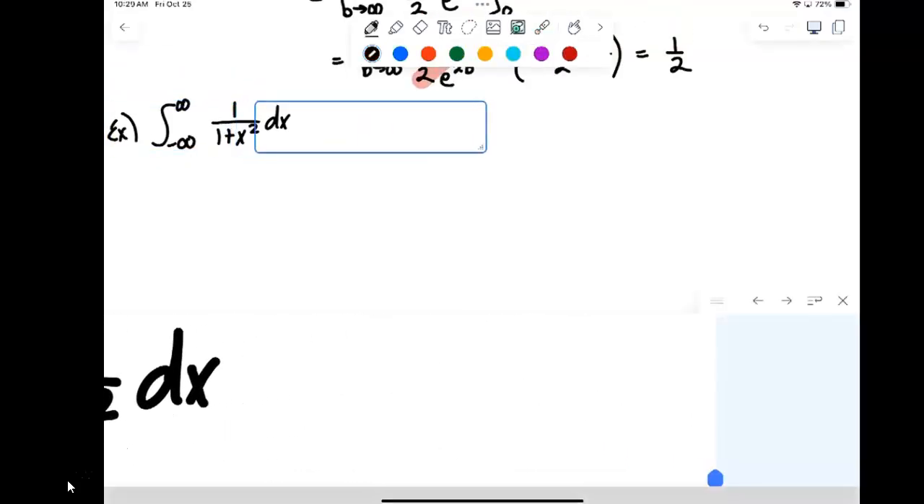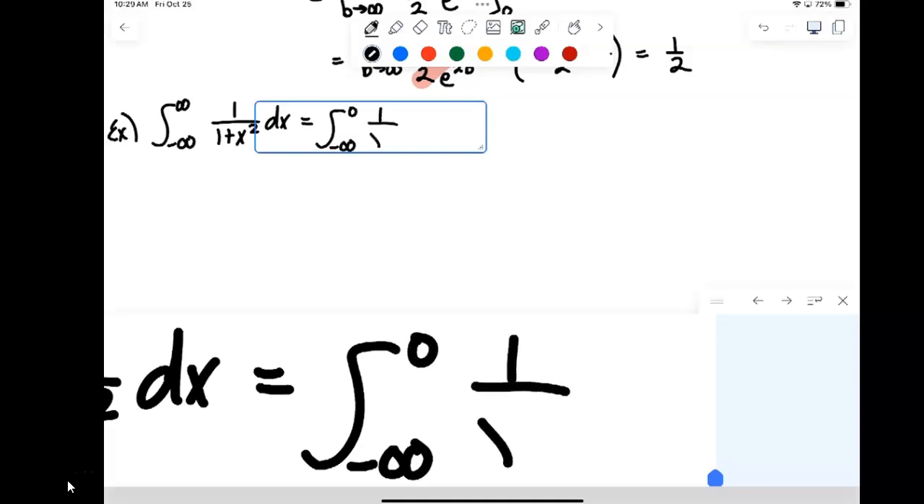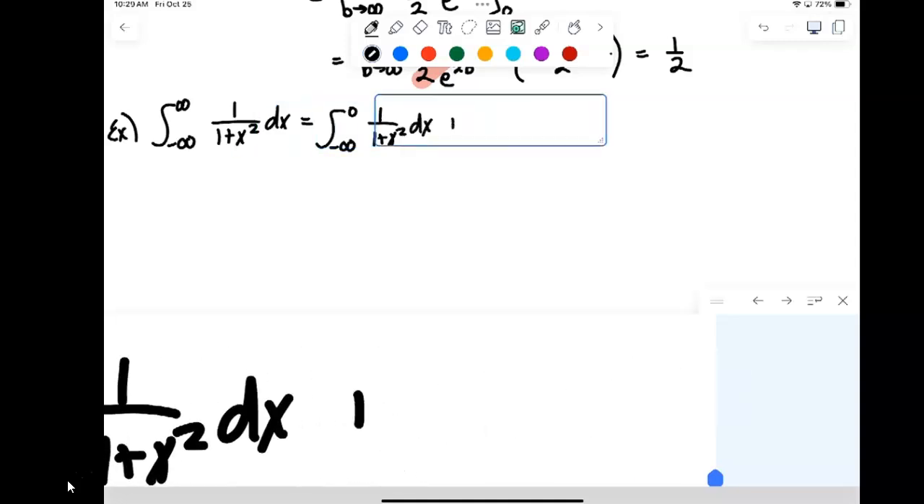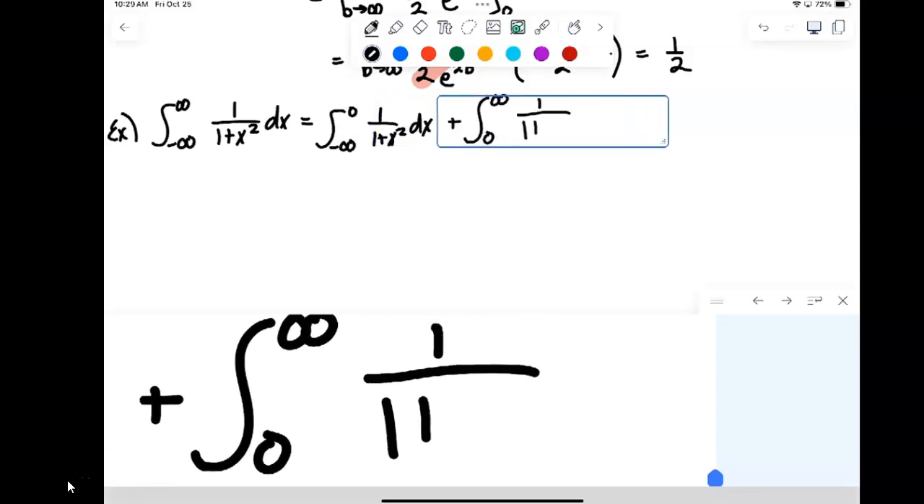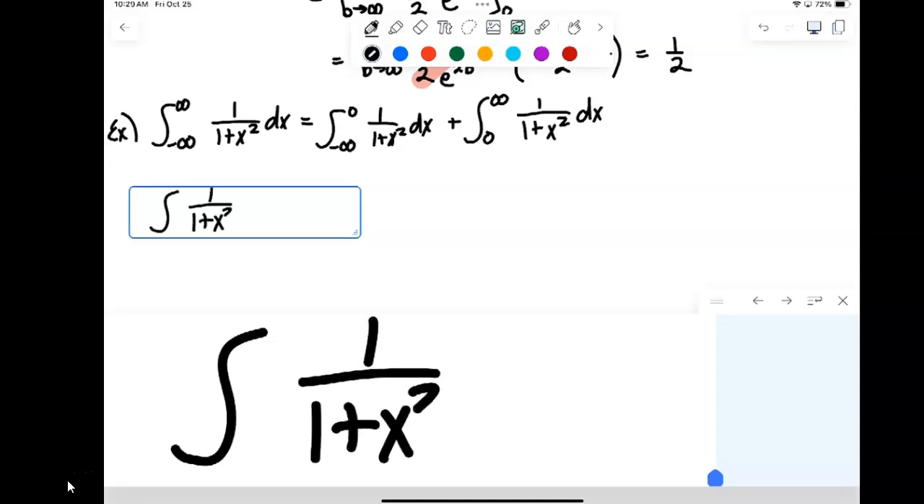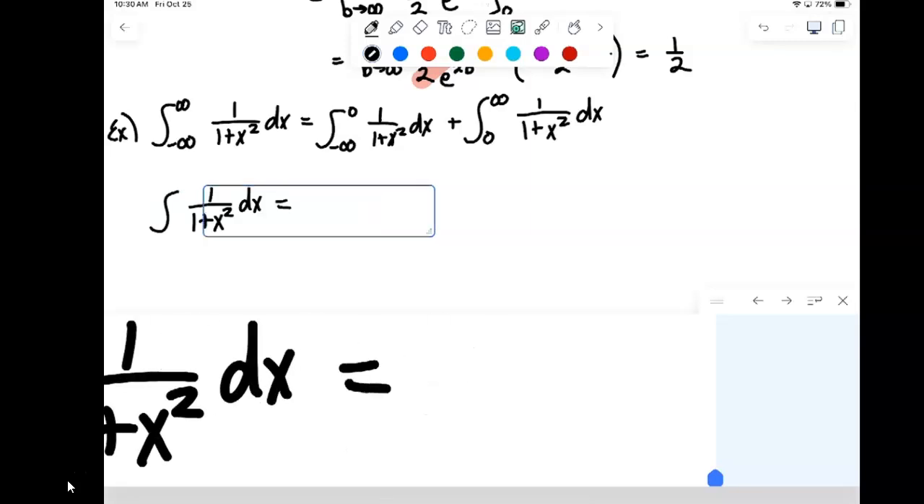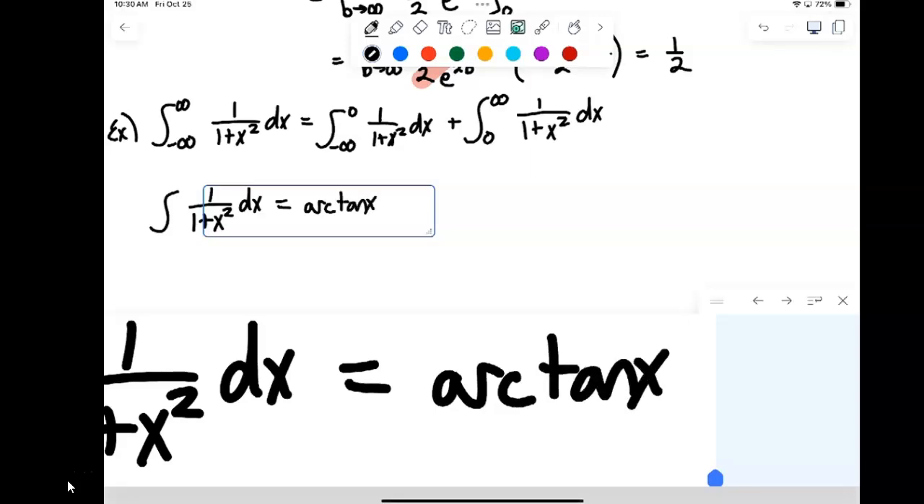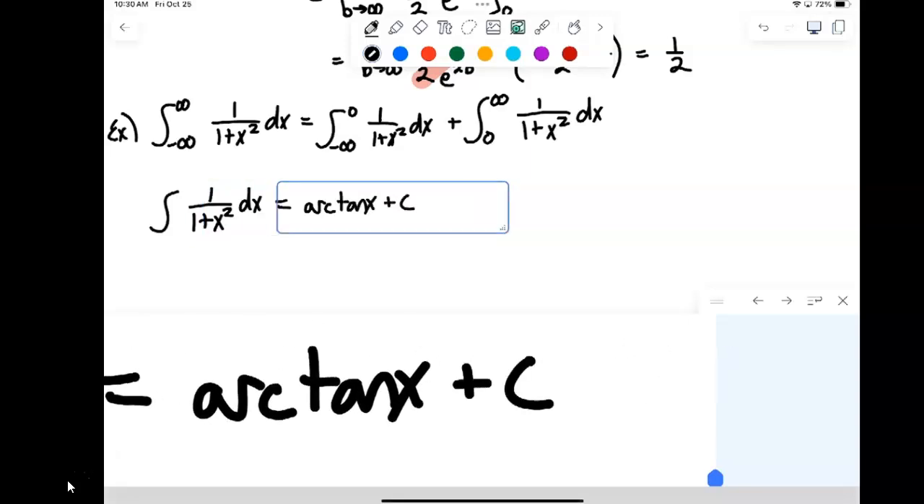So we break that up, since it's negative infinity to infinity, as the integral from negative infinity to 0 of 1 over 1 plus x squared dx plus the integral from 0 to infinity of 1 over 1 plus x squared dx. Now remember that the integral of 1 over 1 plus x squared dx, you could work this out, but I'm just going to recall that that's just the derivative of the arctangent.